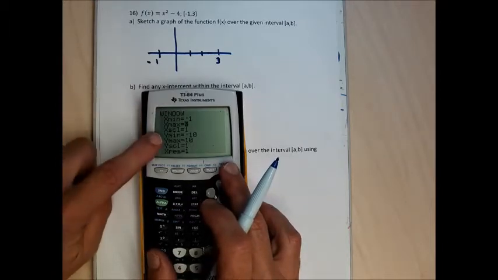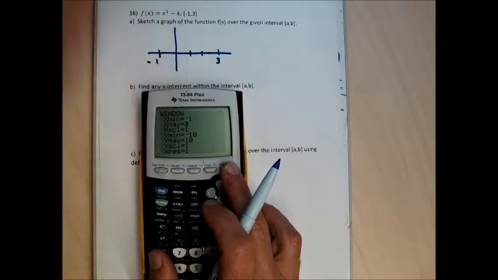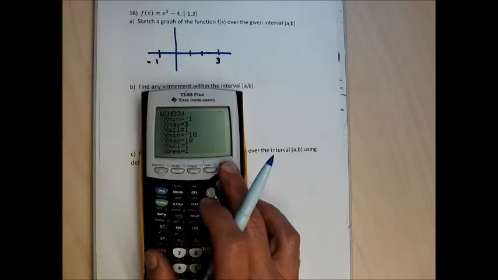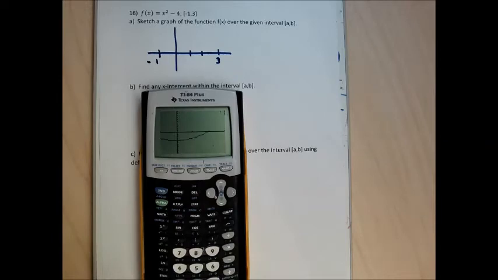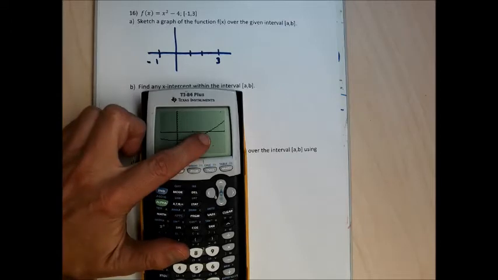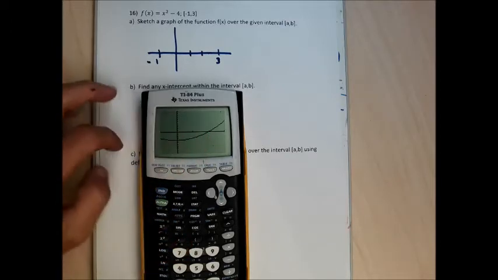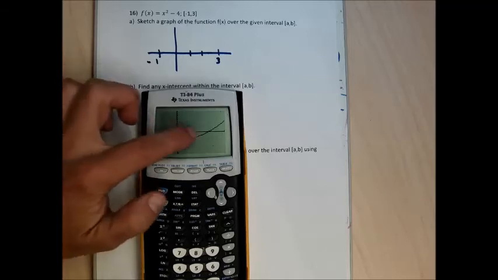At this window of -10 to 10, when I hit graph, the graph didn't shoot off the top or bottom of the screen, so this was an okay window. So that's a reasonable picture. I'm going to need to know this x-intercept. It's going to be important, and I'm going to be asked to find it in part B. I believe it's at x equal to 2.